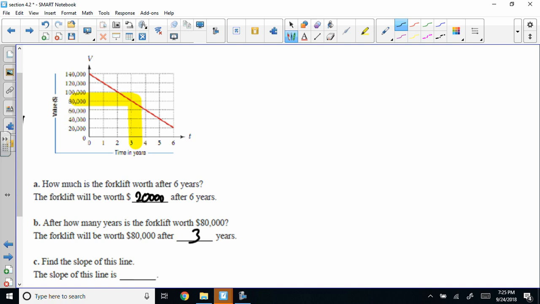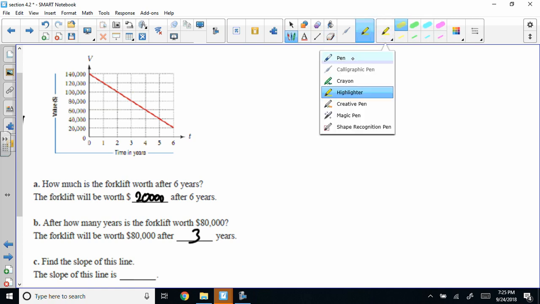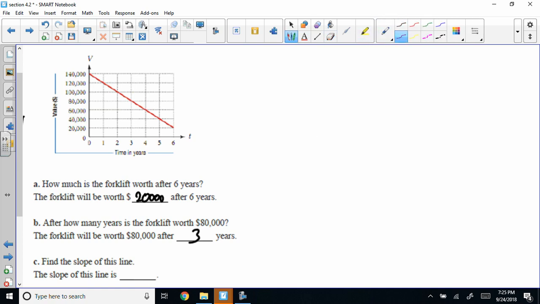Find the slope of this line. So what we're going to do is pick 2 points that are perfectly on there, right? Doesn't matter which 2. I like smaller numbers, so can we pick these? If I pick those, it's going from 60 down to 40. That's the change of how much? 20,000, right? 20K.